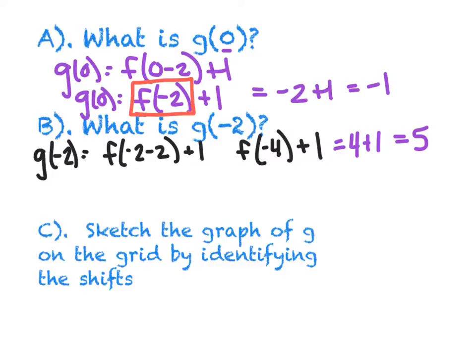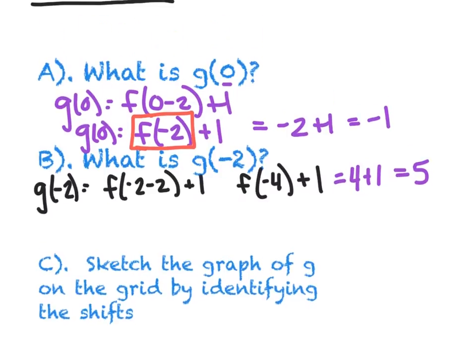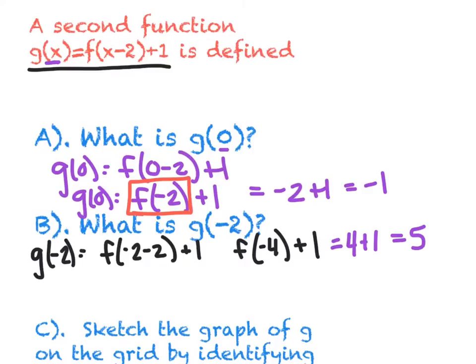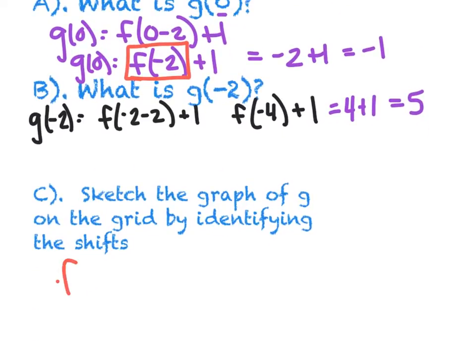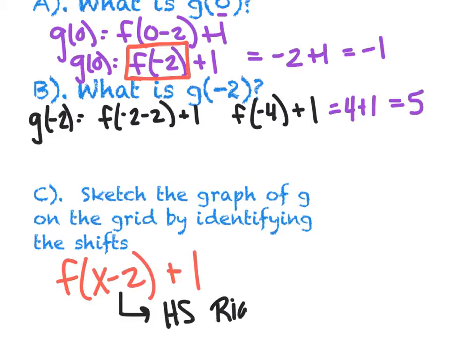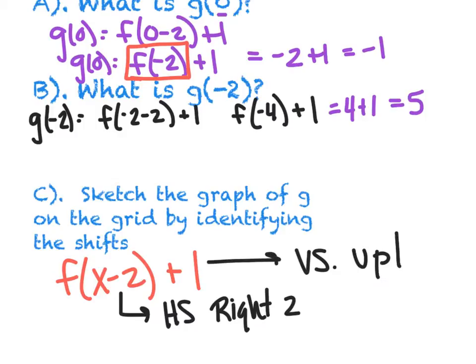Part C. Sketch the graph of g on the grid by identifying the shifts. All right, well, we had f of (x minus 2), plus 1. So where's this graph shifting? Well, hopefully we're feeling pretty confident. This is telling me I'm going to have a horizontal shift, and I'm actually going to go right 2. I'm going to do the opposite. This is telling me a vertical shift, and I'm going to go up 1.